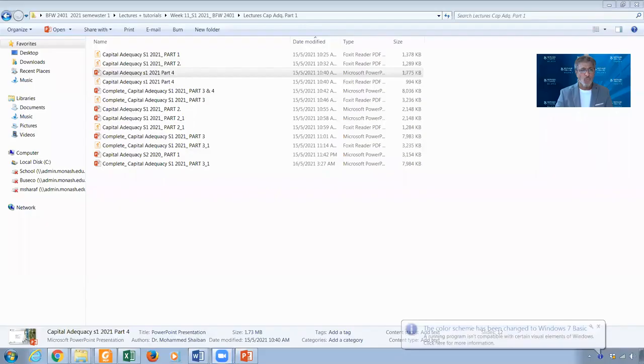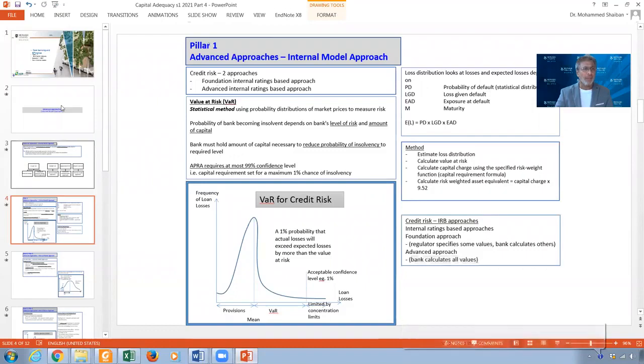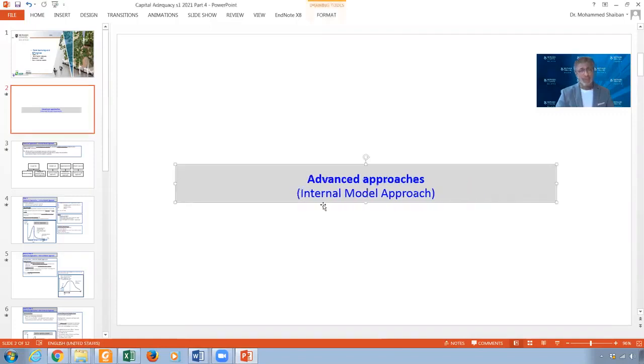So let me now share. So here, we are talking about the advanced approach or internal approach, and we call it the advanced approach. We call it also internal models, because whether we are talking about advanced approaches or the internal model approach, we are actually departing from the tables or the standardized model.